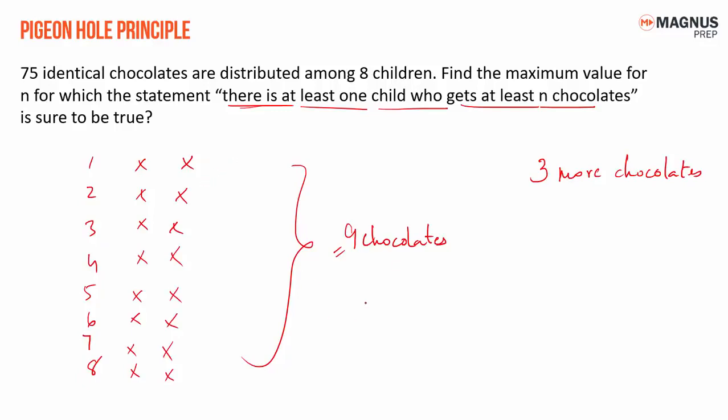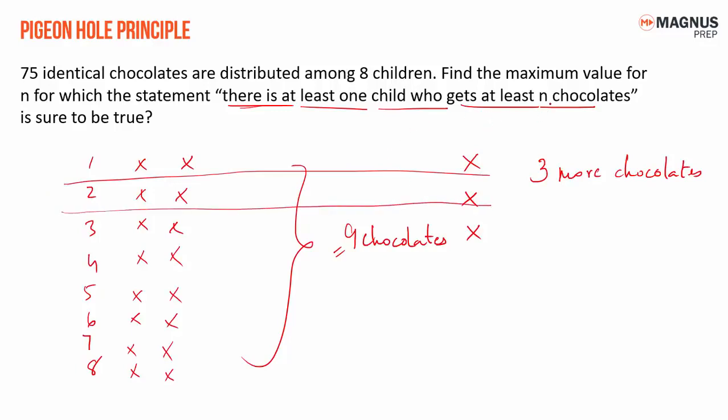Just imagine after distributing 9 chocolates each, if we give one chocolate to one child, we don't want to give him an extra chocolate because that's not the worst case scenario. The worst case scenario is when we're trying to minimize the number of chocolates that each of them is getting. So if the remaining 3 chocolates are distributed in this manner, we can for sure say that at least one kid has 10 chocolates. The maximum value of n where it is guaranteed to be true is 10. So this is the answer that we are looking for.